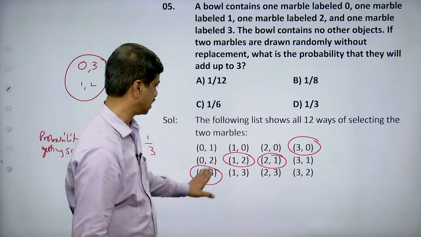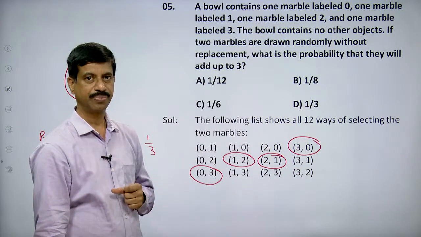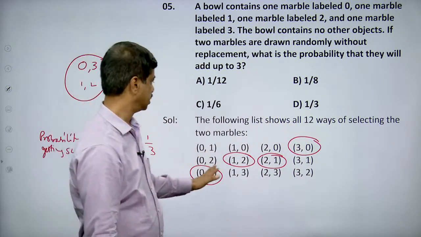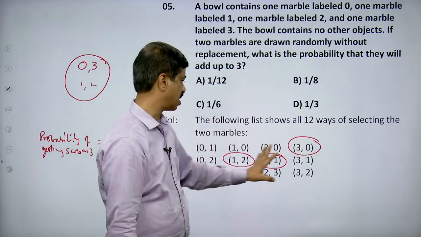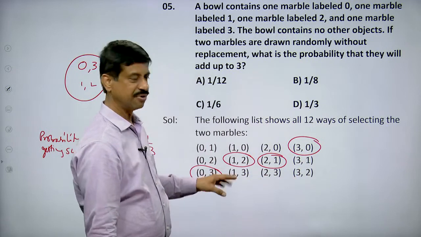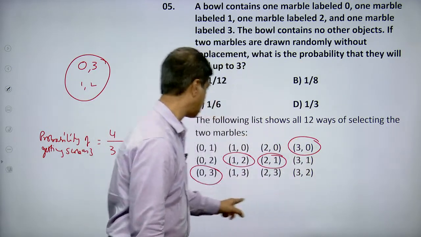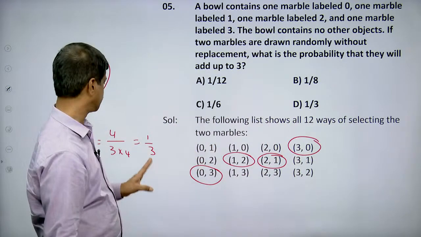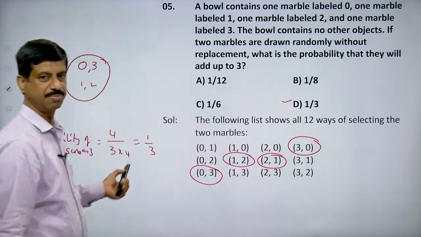So you see, other than these 4 circled ones, are there cases where sum is 3, children? Therefore, these are the only cases where we can get sum as 3. Therefore, we circled those, which are 4 in number, divided by total possibilities. Total possibilities are 4 times 3, which is 12. So, therefore, probability is 1 by 3, which is option number D. Right? Please note it fast, quick.